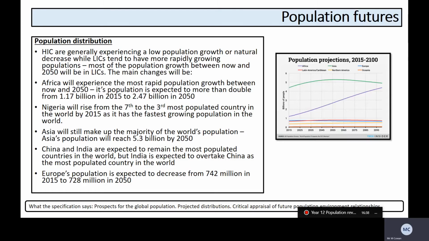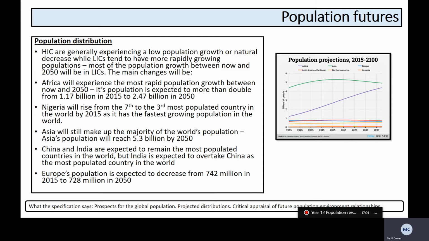So what about the distribution of population? Well, we do know, of course, that high-income countries are generally experiencing low population growth, or their increase is potentially going to turn to a natural decrease. Low-income countries tend to have more rapidly growing populations. So most of the population growth between now and 2050 will be in low-income countries. And the main changes will be as follows.